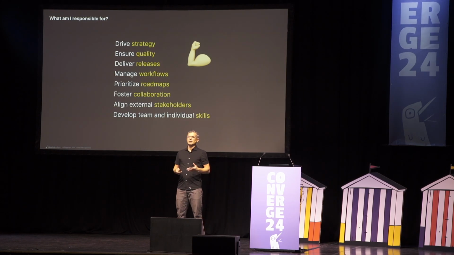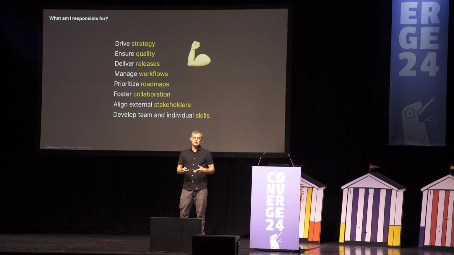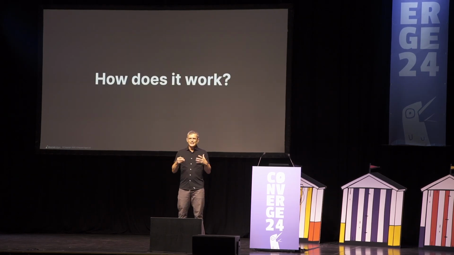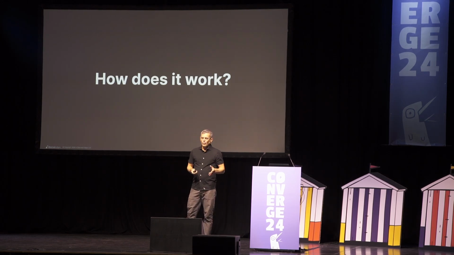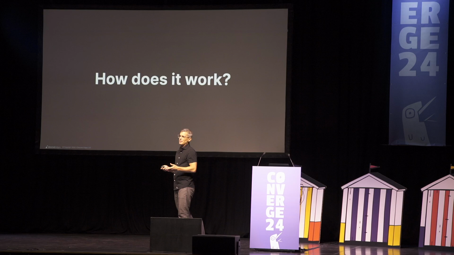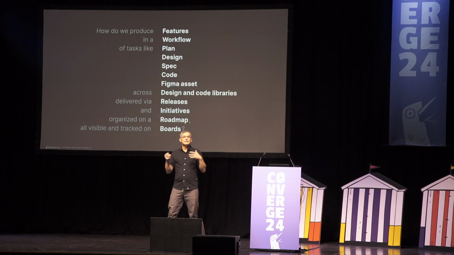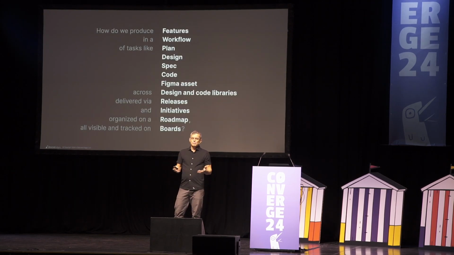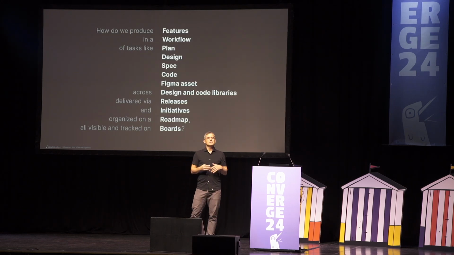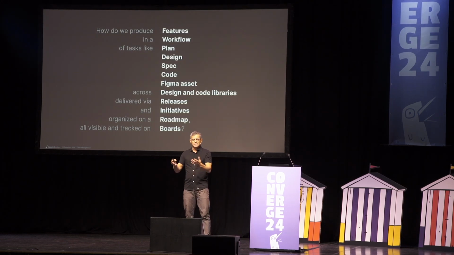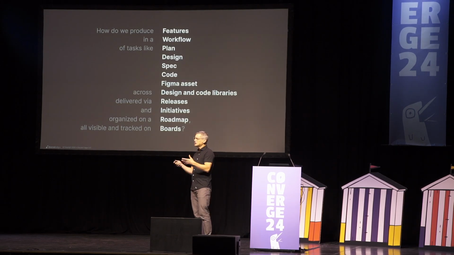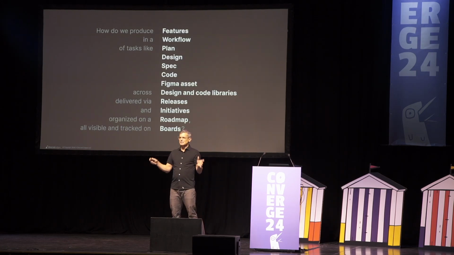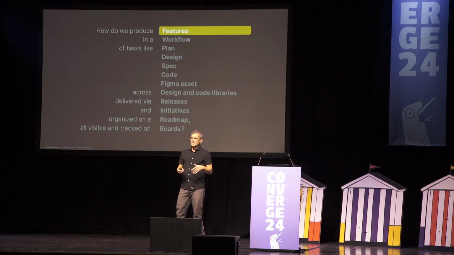There's lots of other things beyond the tokens and the components. And so what I'm going to share with you today is trying to answer, how does that work? Literally, on a day-to-day basis, what are the main things we're doing? And one of the main questions that we're trying to answer, and it's a mouthful, is how are we supposed to produce features in a workflow that includes tasks like we plan the thing, we design the thing, we spec the thing, we code the thing, we produce a published Figma asset, and we have design and code libraries, we have releases and initiatives and roadmaps and all these task management boards, and that's really going to be the outline.